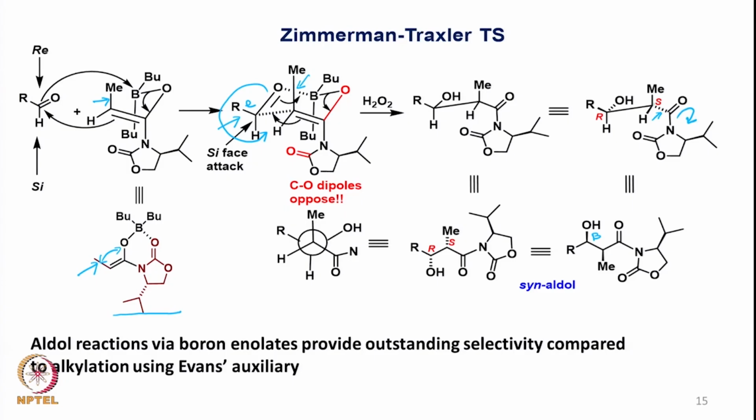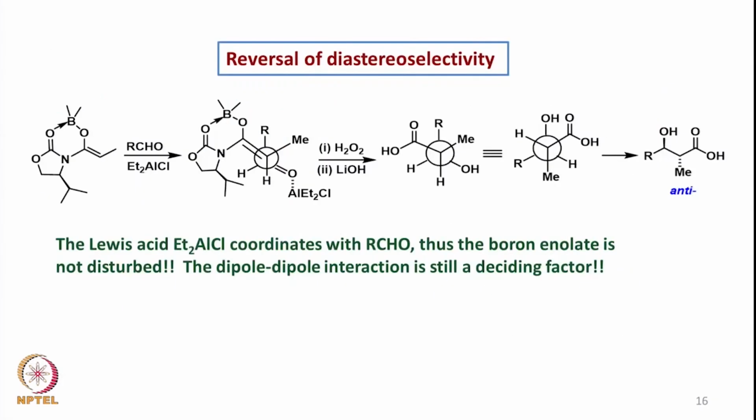In that situation, the methyl group will of course come down, and that is why it is looking like a beta oriented here. So basically it is a syn aldol, and we can also write the same syn aldol like this. So this is the way the syn aldol forms. Now we look at the reversal of diastereoselectivity.